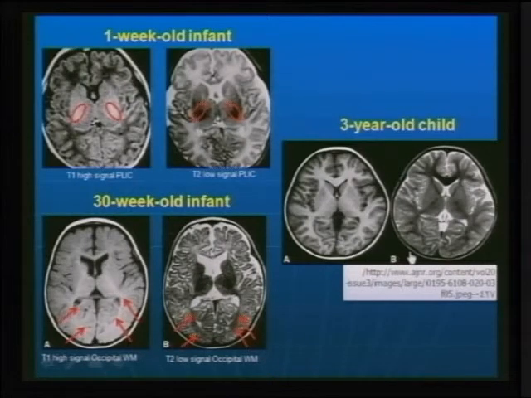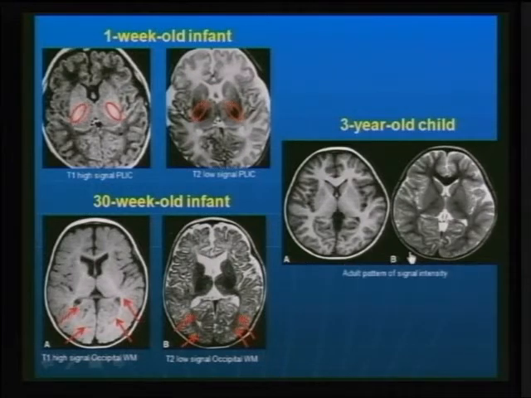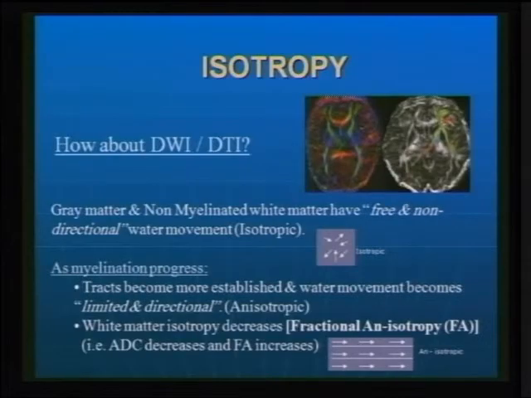So at 1 week old infant, you can see the increased signal intensity within the posterior limb of the internal capsule, indicating normal myelination, with the corresponding decreased signal intensity on the T2 weighted image. Then by 30 weeks, you can see more myelination into the occipital lobes, and eventually by 3 years, you have an adult pattern of myelination within the brain.